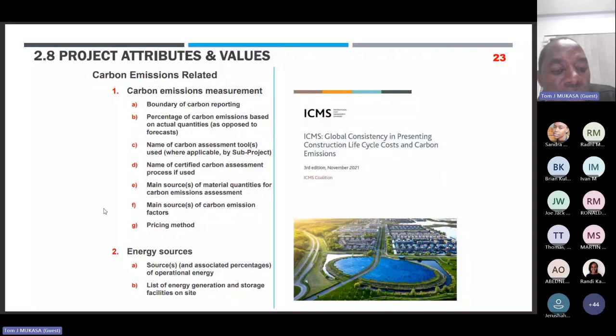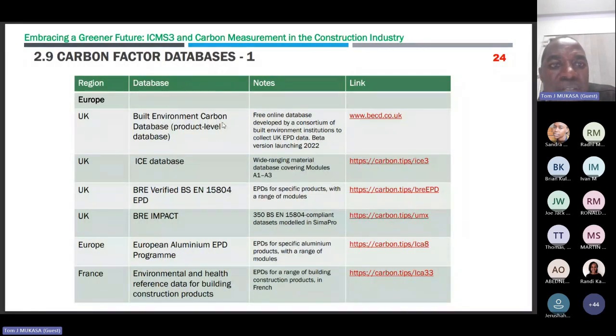Then you can also talk about the energy sources. You know that some people use fossil fuels a lot. Others use a mixture. Some of us use hydroelectric a lot. So you have to state, and all those have an effect on the carbon emissions. So that is the first point you do.